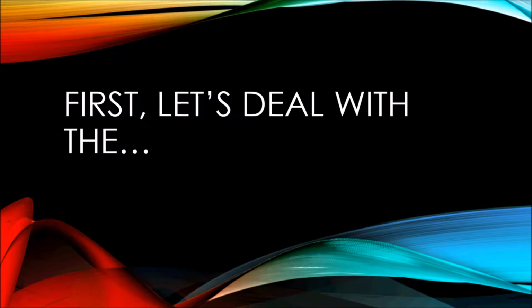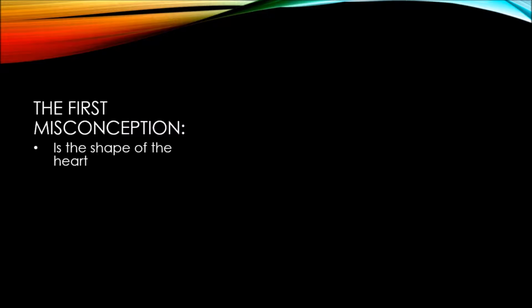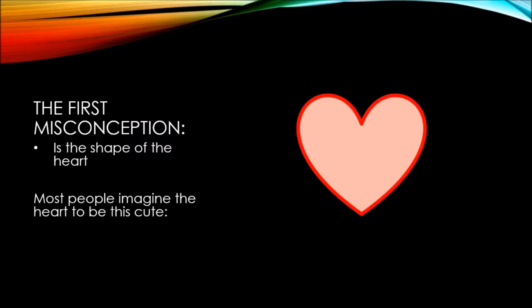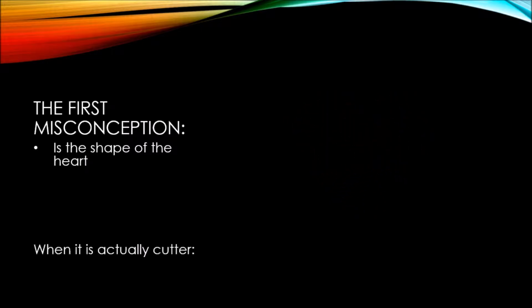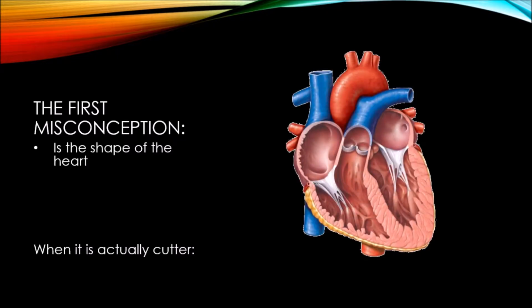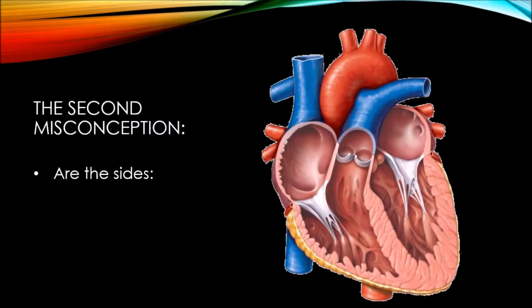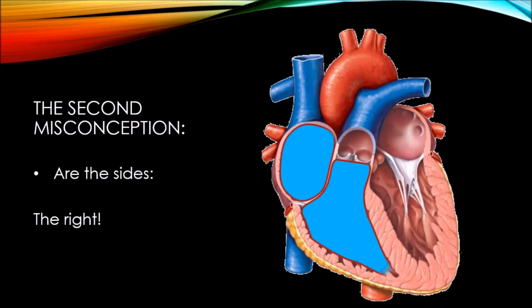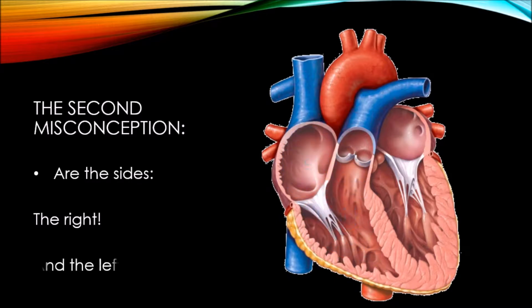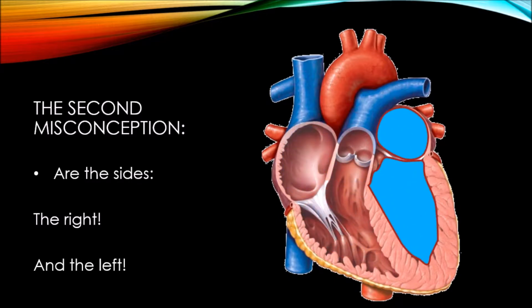So first let's deal with the misconceptions of the heart. The first misconception people have is the shape of the heart. Most people imagine the heart is this cute shape, when I actually think it's even cuter. This is a sliced image of the heart, and that's what I'm going to be using throughout the lesson today. The second misconception is the sides of the heart. This is the right side of the heart, and this is the left side of the heart.